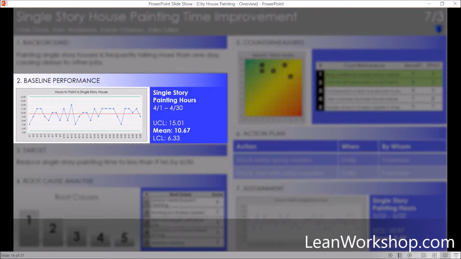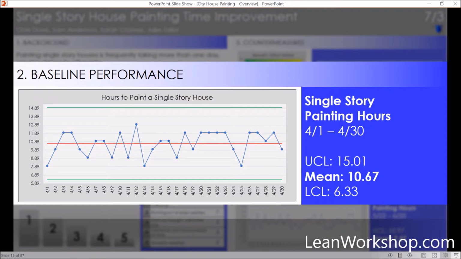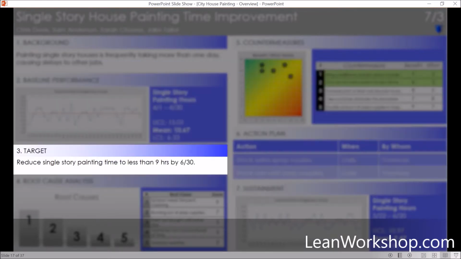Next, he recorded how long it was taking to paint a single-story house. After 30 houses, he had good data to establish the baseline performance. Baseline means our starting point. It was taking an average of 10.67 hours to paint a single-story house.